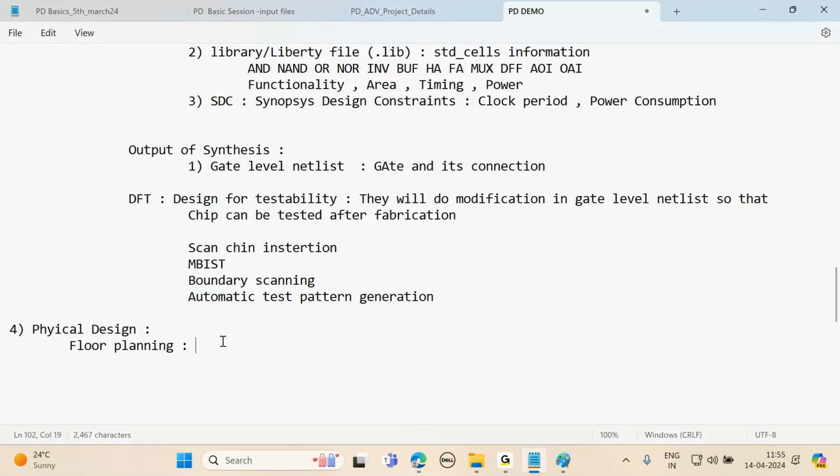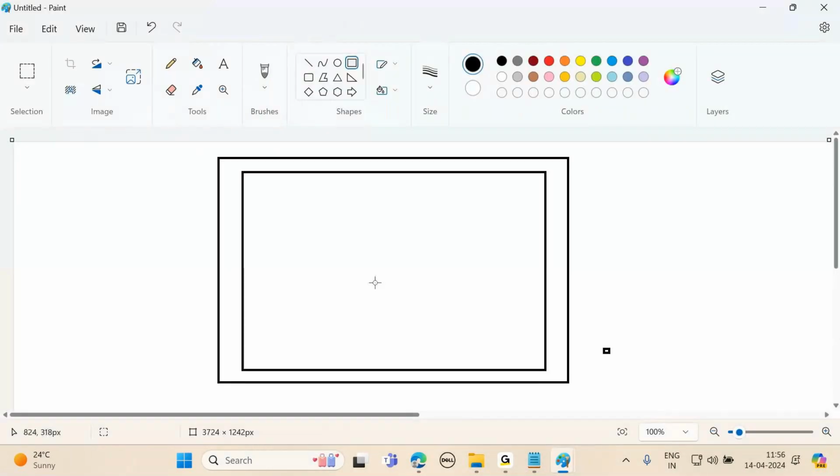So floor planning, right? In floor planning, the first step is creating the core area and die area. So I have to create this core area and die area. After creating the core area and die area, right?